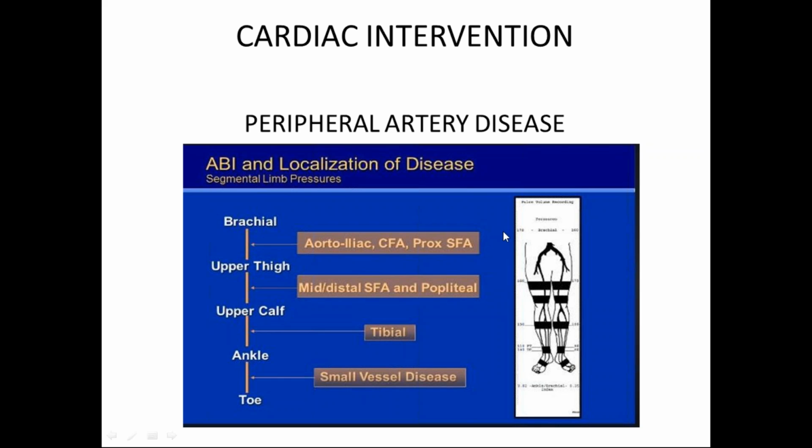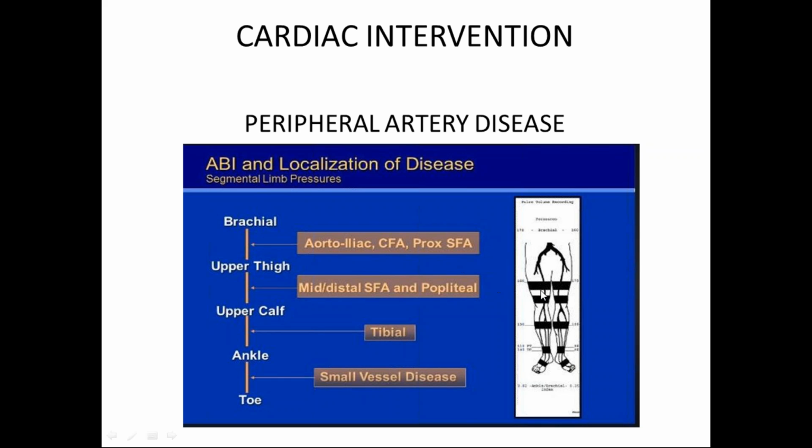All right, so this is just a look at the localization of the disease. Same thing for the pulse volume recording as the ABI. We call it the ankle brachial index. It's just the lower extremity systolic pressure over the upper extremity pressure, or the brachial pressure. So if there's an abnormality in the upper thigh, then it could be the aorta iliac. It could be from anywhere in the aorta, the common iliac or the external, or the common femoral.